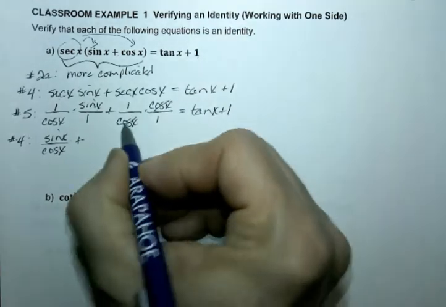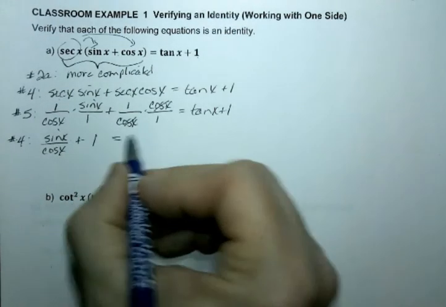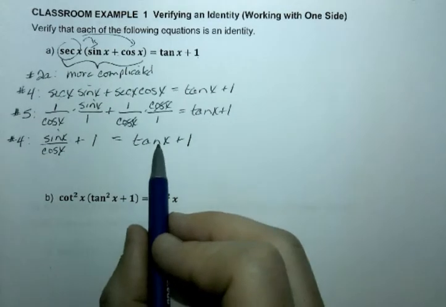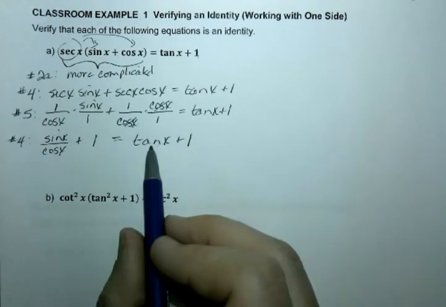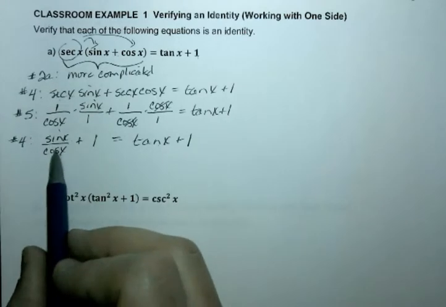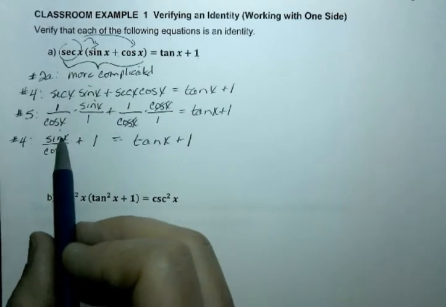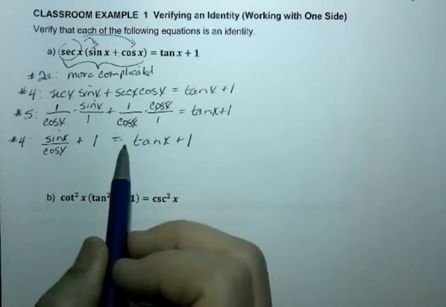I can actually cancel those two, and I end up with just a 1. Now, as I'm doing this, I keep rewriting this tangent of x plus 1 over here because that's my goal. If I compare what I have here to what I want, I'm almost there because I can rewrite sine x over cosine x as tangent of x.